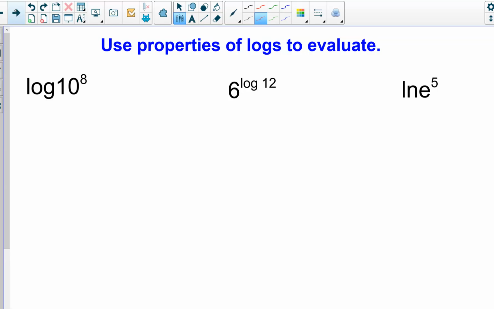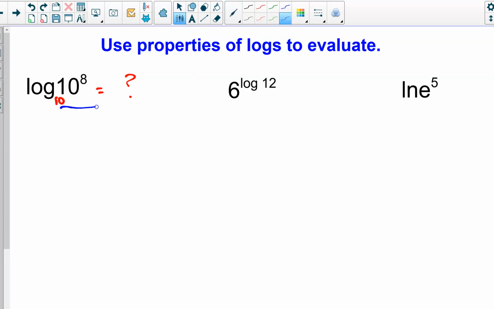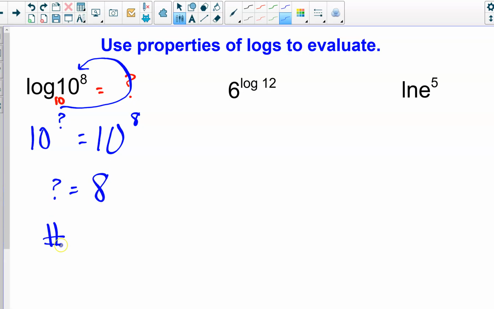Use properties of logs to evaluate. So if we look at this first one here, this would be like a base 10, just so you knew that, is equal to what? So basically, if you change this to exponential, it would be 10 to what equals 10 to the 8th, right? 10 to what equals 10 to the 8th. And the question mark would be equal to 8. You'd be using number 3 on that screen before.